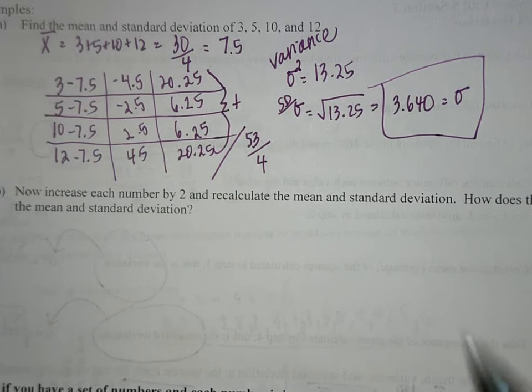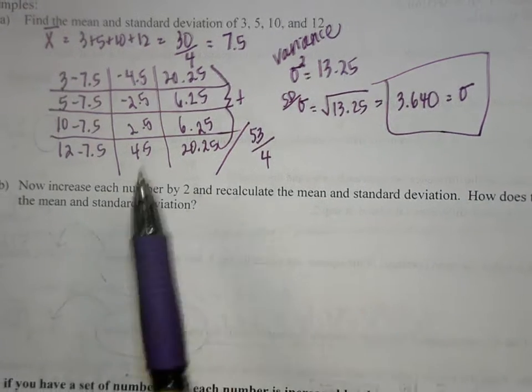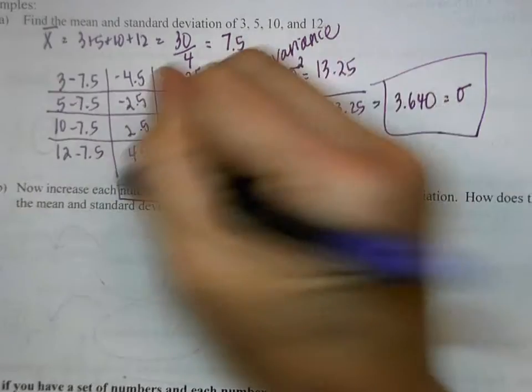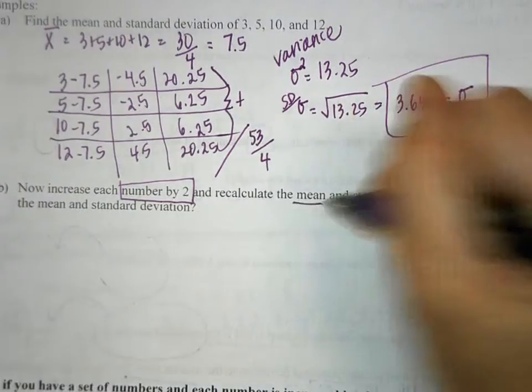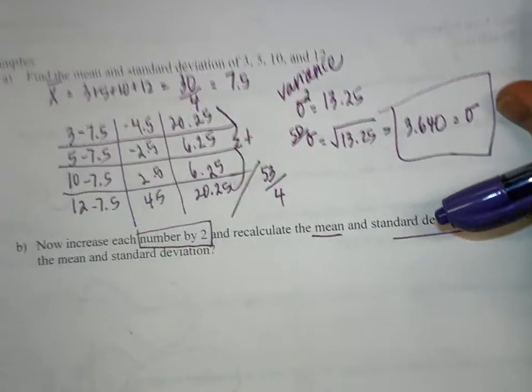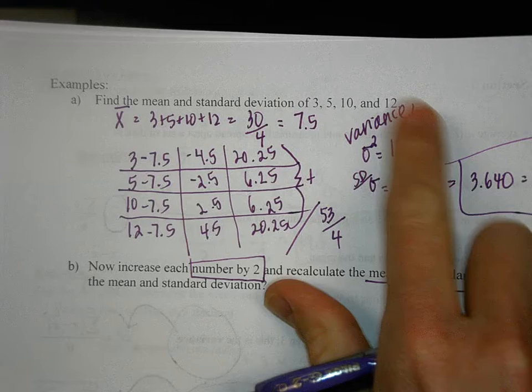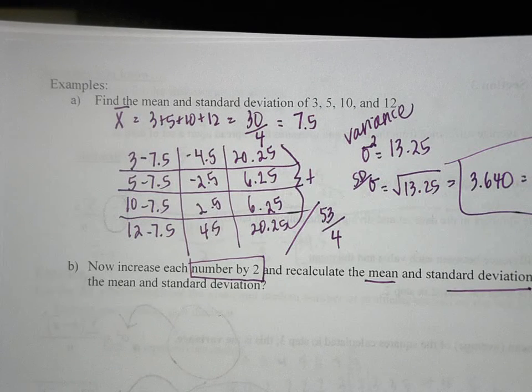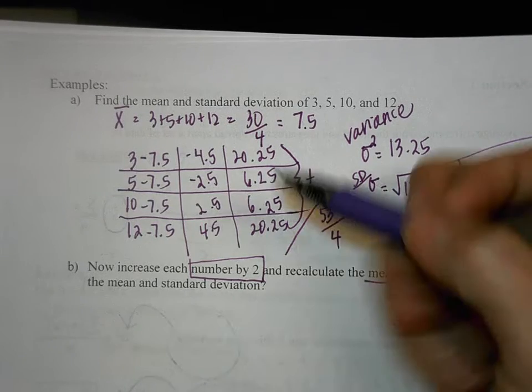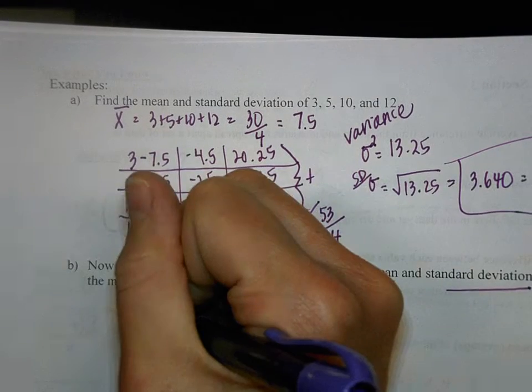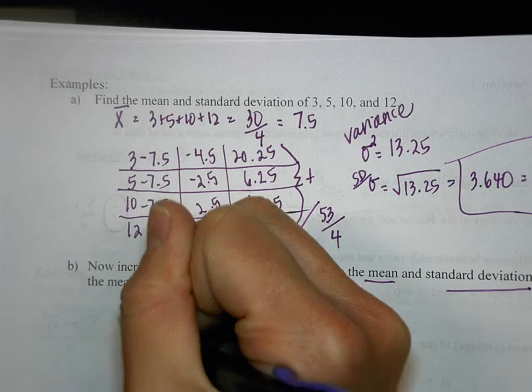Okay, on B, it says now increase each number by 2 and recalculate the mean and standard deviation. We want to see that if I take every number in my data set and add 2 to it, what's going to change? How's my mean going to change and how's my standard deviation going to change? Okay, so my new data set, I'm just going to write them down here. Adding 2 to each number will make my data set what?